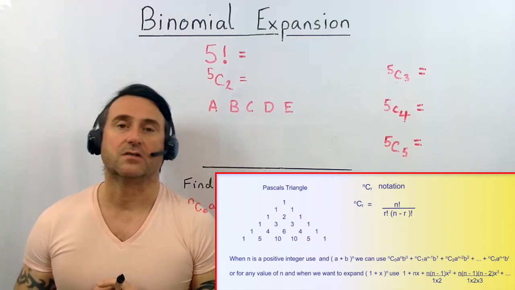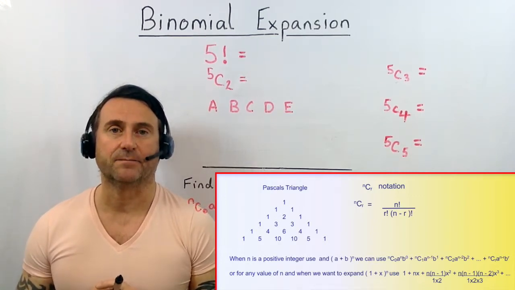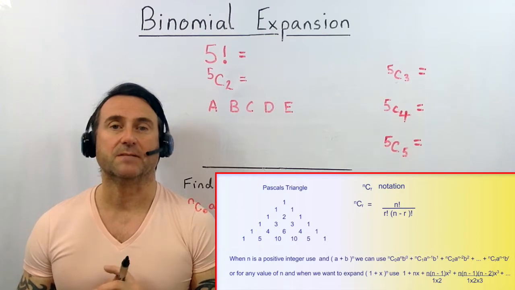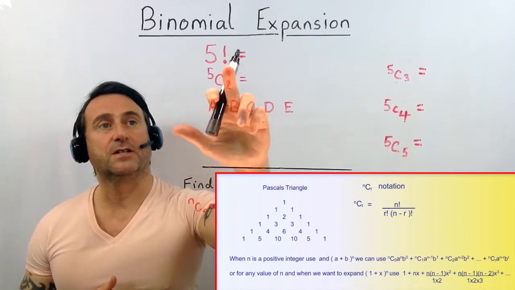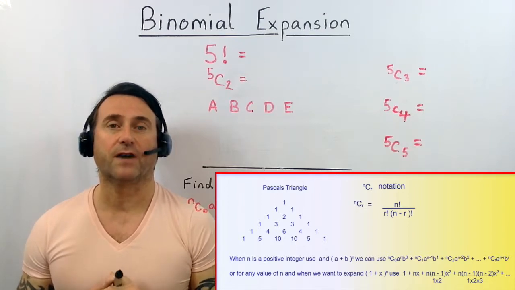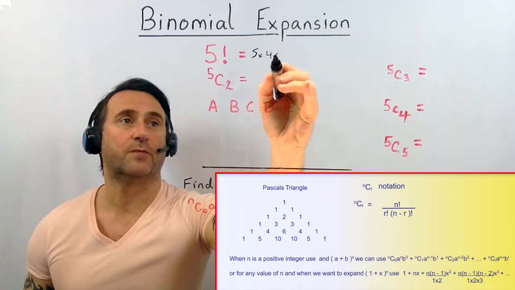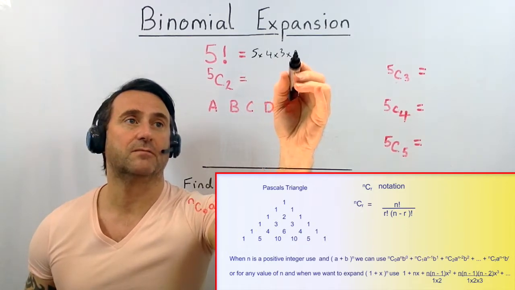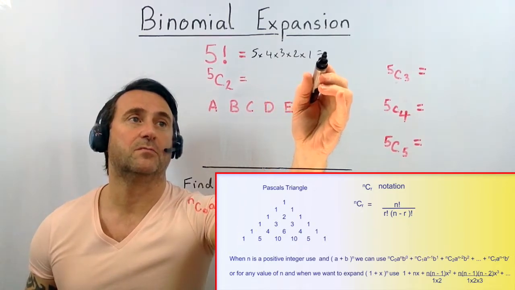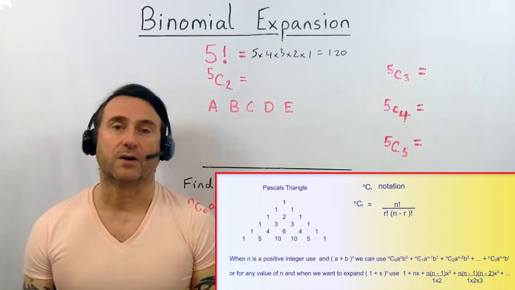In order to do this though, we need to look at something known as factorials and NCR. So let's see what they actually mean. Well, a factorial is just shown by this little exclamation mark here. And as a practical example, 5 factorial just means 5 times 4 times 3 times 2 times 1, which gives us a total of 120.